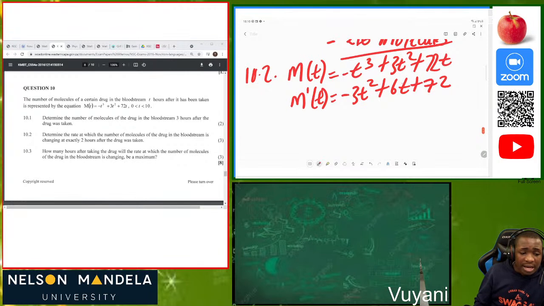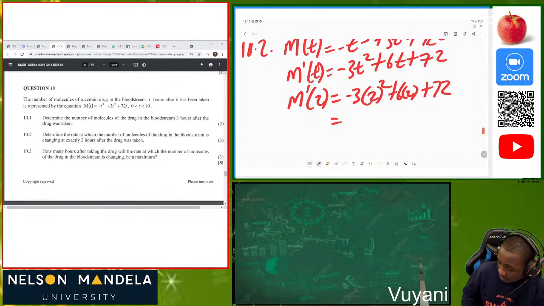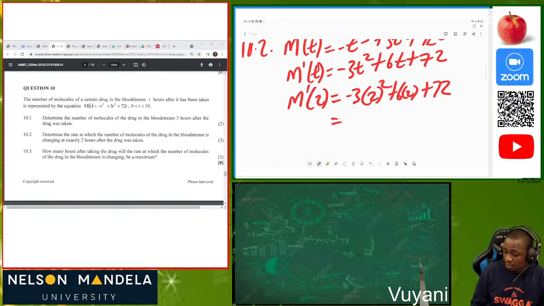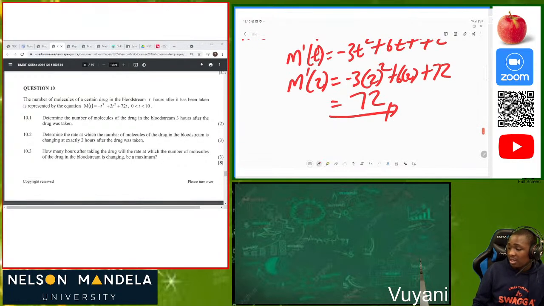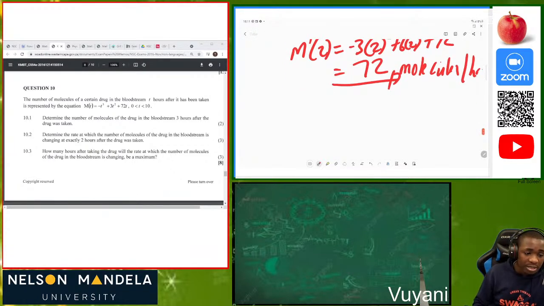Now they highlighted that the number of molecules in the bloodstream is changing at exactly 2 hours. So we need the rate at 2 hours: negative 3 times 2 squared plus 6 times 2 plus 72. Using our calculator, 2 squared is 4, 4 times negative 3 is negative 12, negative 12 plus 12 is 0, then plus 72 we have 72. So this is the answer which we need, which is 72 molecules per hour. Okay, now let's do the last one, 10.3.